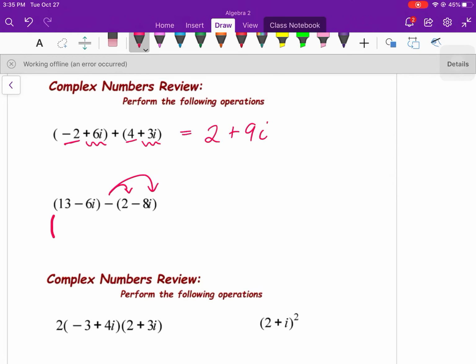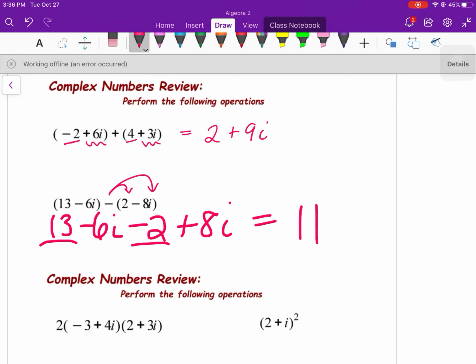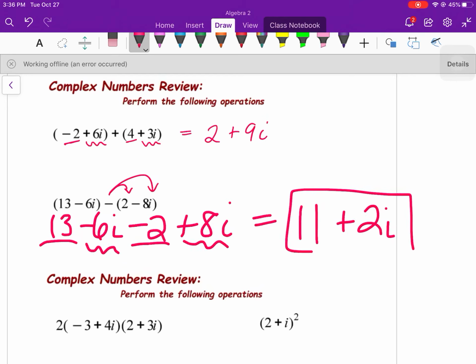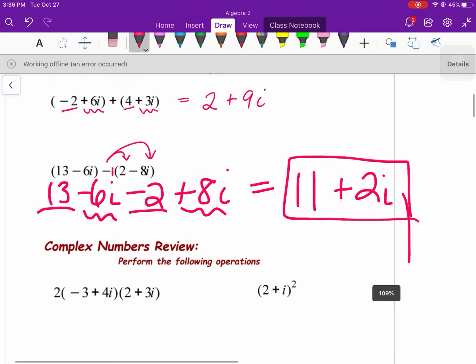But so I'm gonna have 13 minus 6i, and then minus 2, distribute the negative, and then negative minus -8i will be plus 8i. And then combine like terms. 13 and -2 is 11, and -6i plus 8i is positive 2i. So that's the answer there. So when you subtract with an expression, you need to subtract both terms, which is similar to needing to distribute the negative. It's like a -1 in front of the parentheses.